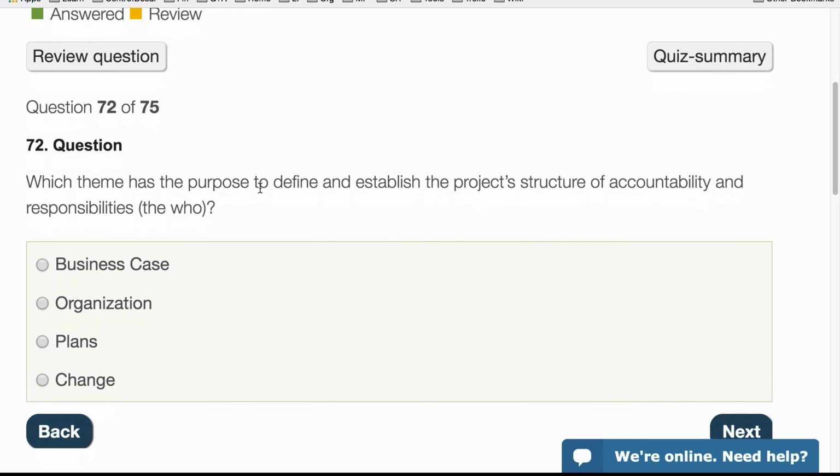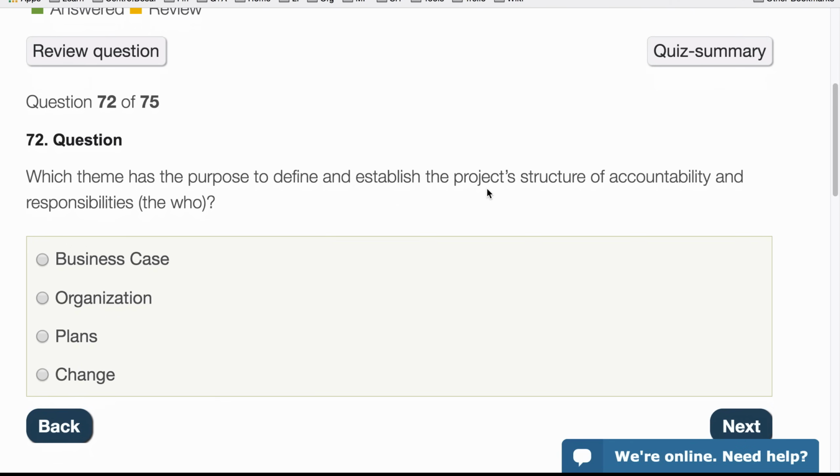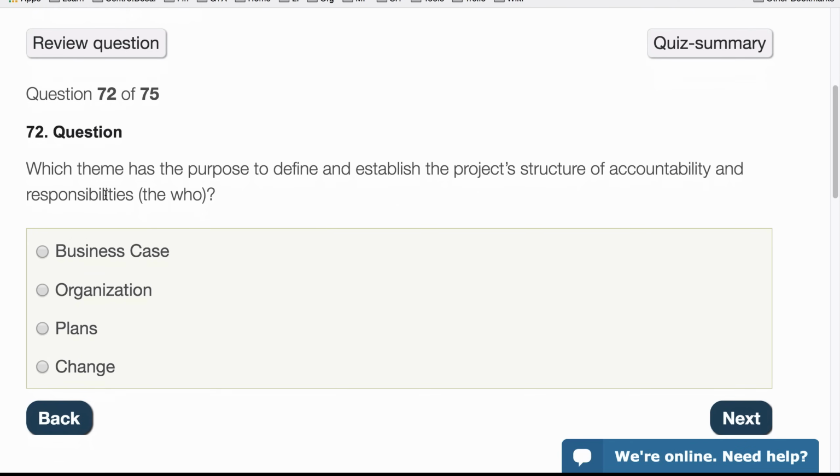Which team has the purpose to define and establish the project structure of accountability and responsibilities? Okay, so here we're talking about the project structure, so that's the project organization, and who's accountable for different items and who's responsible. Well, then that would be the organization team. All of the project roles are covered in the organization team.